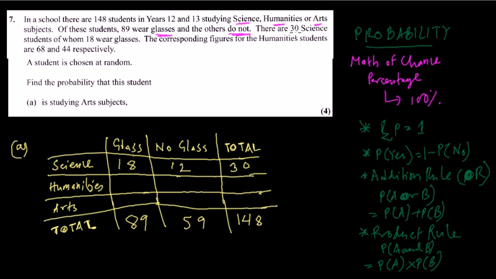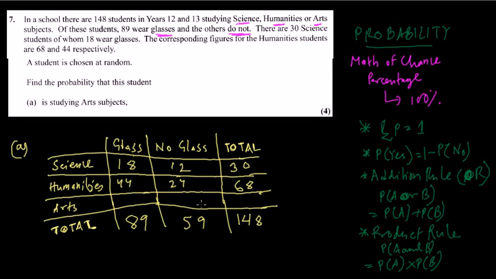That means there are 68 altogether students in humanities. And out of the 68, 44 wear glasses, because corresponding meaning, like the previous sentence, there are 30 science students altogether of whom 18 wear glasses. That means there are 68 students of humanities altogether of which 44 wear glasses. That means 24, they do not wear glasses.